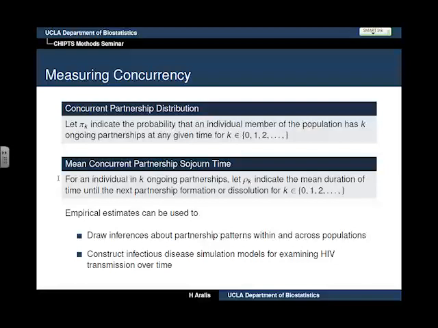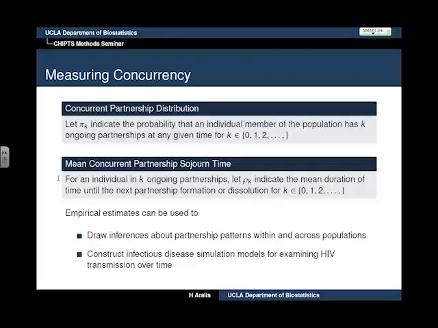And then there's the mean concurrent partnership sojourn time. For an individual with k ongoing partnerships, we let rho k indicate the mean duration of time until the next partnership formation or dissolution occurs. So if you are in a state of having two concurrent partnerships, on average, how long do you remain in that state prior to forming a new partnership or having one of those two dissolve? Again, we let k take values in the non-negative integers.